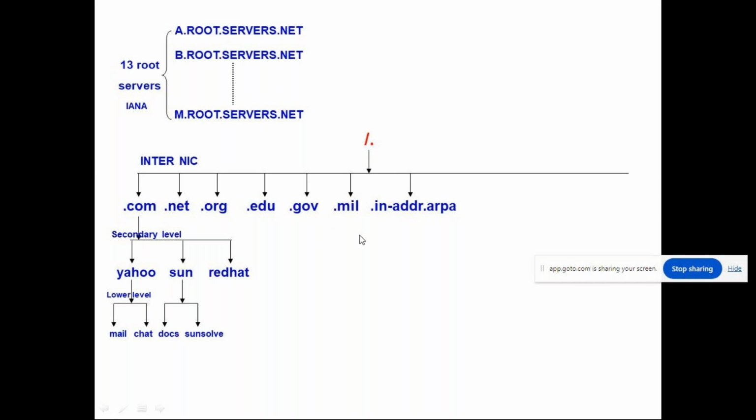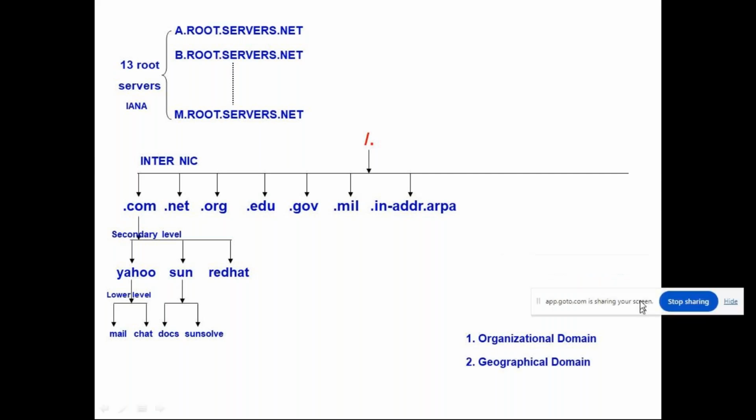These top level domains are further split into two types: organizational domains and geographical domains. What is organizational? These are based on the purpose and function of the domain. All the commercial organizations should register their domains under .com. .com for commercial. Facebook, Gmail, Yahoo, all these are commercial.